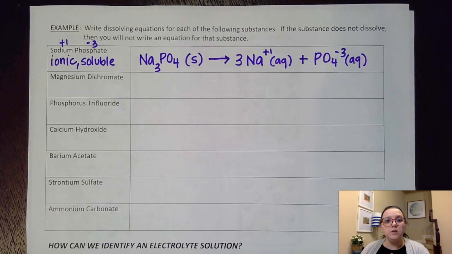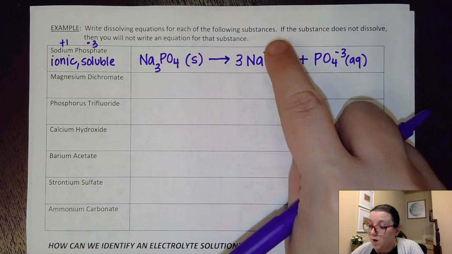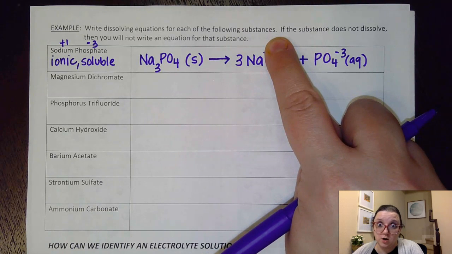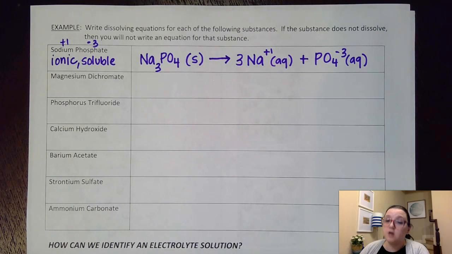Now, College Board would not take off on the AP test if you did not include the state. That's really not that big of a deal. But what they would take off on is if you did not show those charges. Writing sodium with no charge versus sodium with a charge are very, very different. So we have to be careful there on that designation.